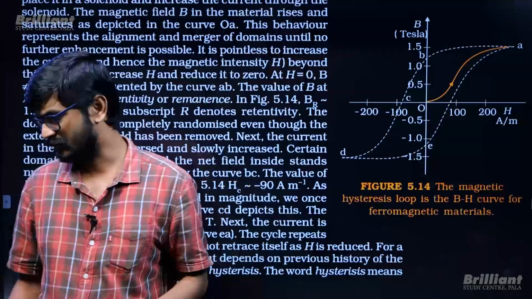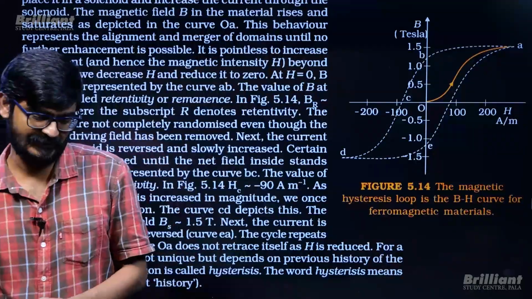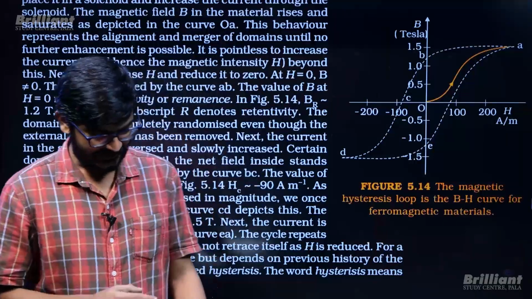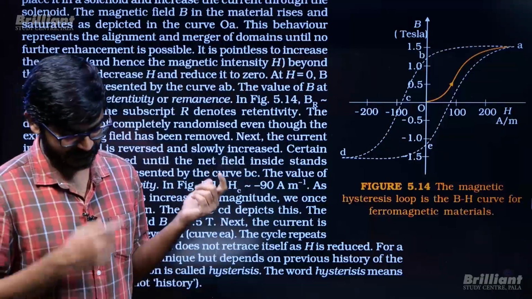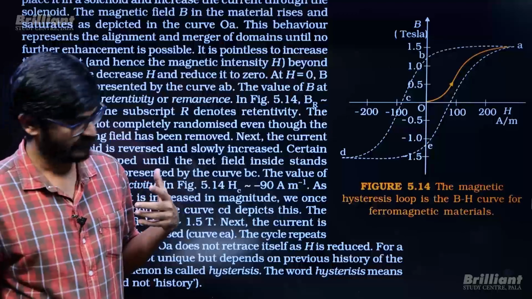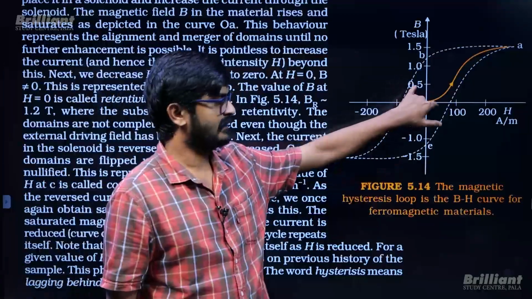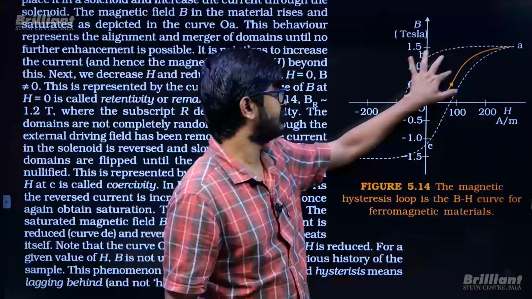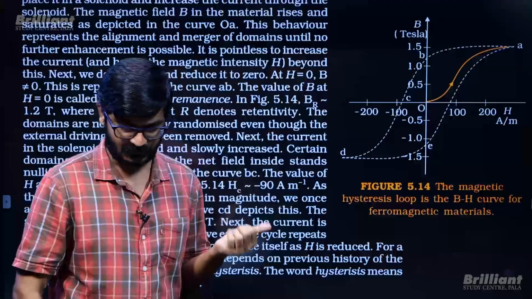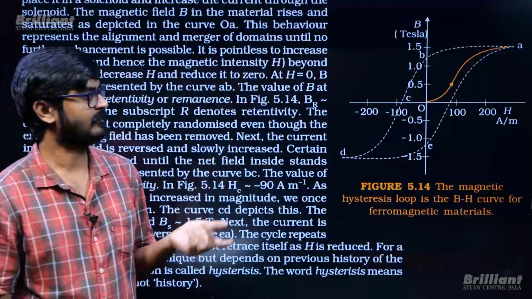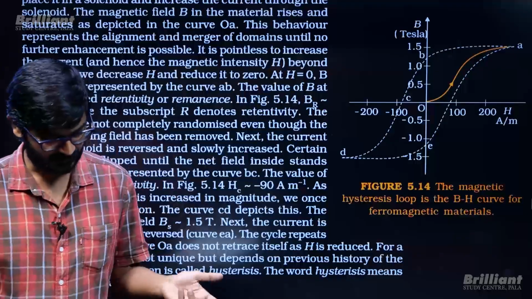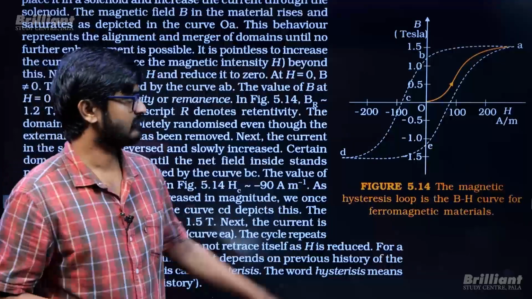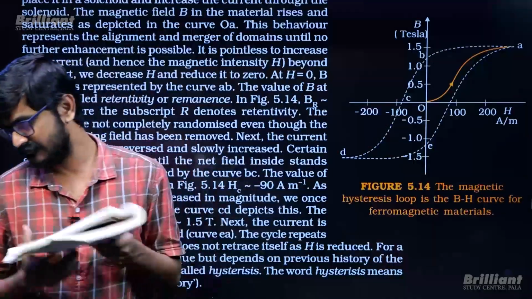Anyway, if you want to write down the statement, you can write it down like this: the area of the hysteresis loop is proportional to the thermal energy developed per unit volume of the material as it goes through the hysteresis cycle. So the less the area, the less will be the losses.